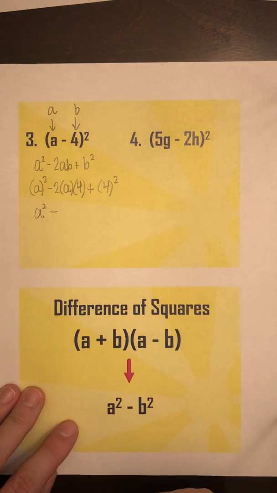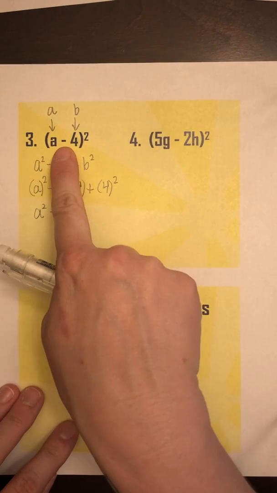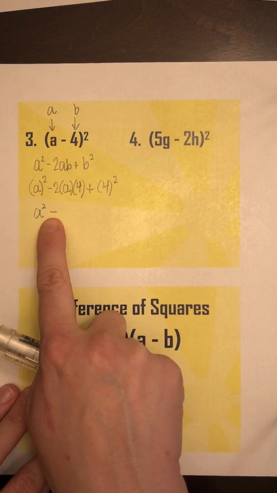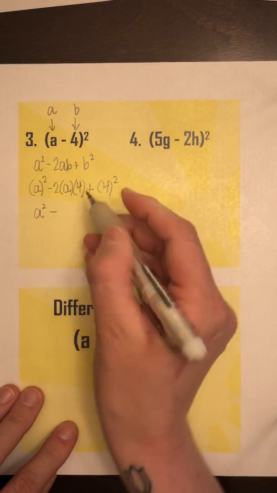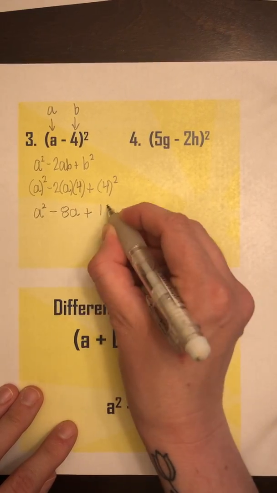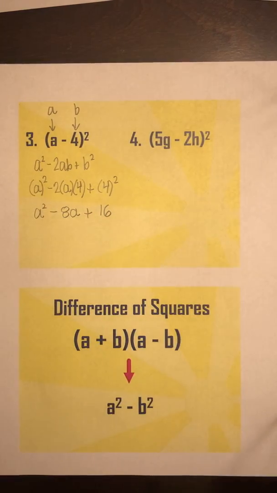Now the middle is a minus. Remember, if the middle inside the parentheses is a minus, then this middle term is a minus. 2 times a times 4. So it's minus 8a and then plus 4 squared, which is 16.